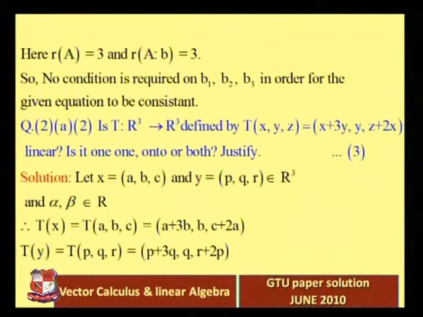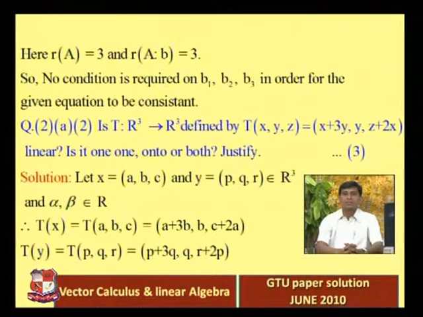So T of x is equal to T of (a, b, c), and from the definition you will get T of (a, b, c) is equal to (a plus 3b, b, c plus 2a). Okay. T of y is equal to T of (p, q, r), that is equal to (p plus 3q, q, r plus 2p), right? Now starting from the LHS, what is x plus y? x plus y is (a plus p, b plus q, c plus r).